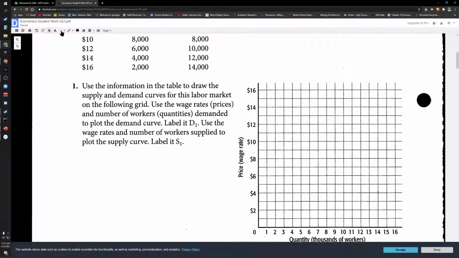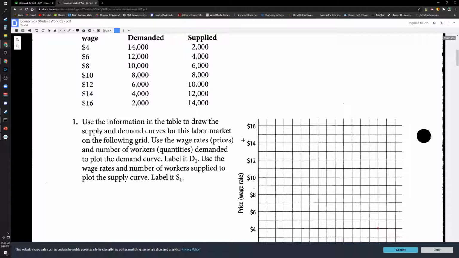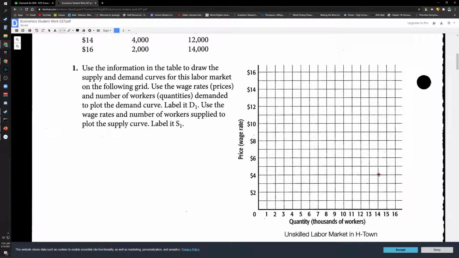I realize this is not the easiest thing to do with DocHub, but at $4 we've got 14,000. The nice thing about DocHub though is you can do this. At 16 it's 2,000, so boom, there's our demand. But remember you've got to label it. So this is my demand. Then we want to do the same thing for our supply side graph.